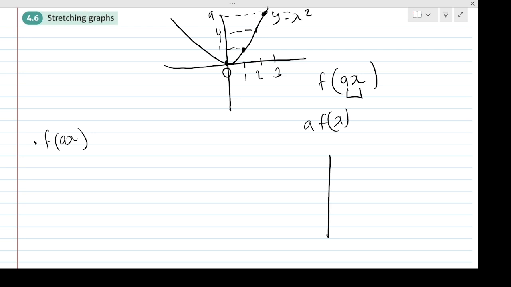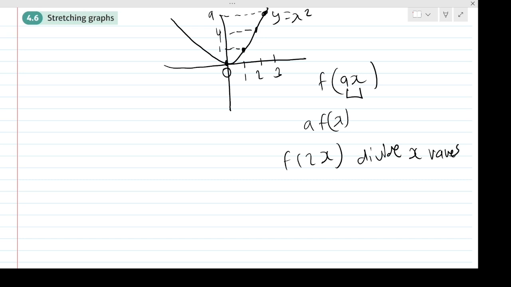So okay, a f of x. Let's think of an example first before we generalize it. What if we had f of 2 of x, so a is 2? What would you expect? The x coordinates to double. Now, our philosophy is what we do inside the bracket, we do the opposite to what we expect. So instead of multiplying by 2, this is going to divide the x values by 2.